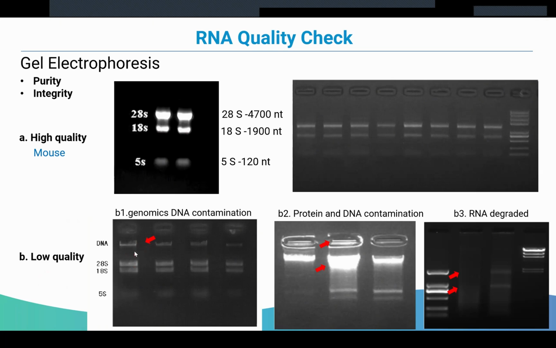And here are also some cases for the low quality ones, such as this one. You can see the genomic DNA contamination here. And for this sample, there is both protein and DNA contamination. And for this one, the band of the ribosomal RNA disappeared and you can only see smears. That means the total RNA is badly degraded.